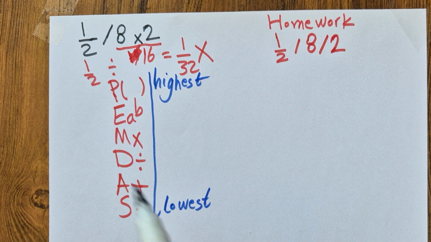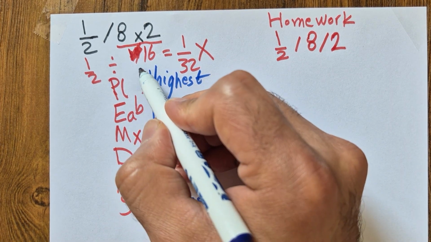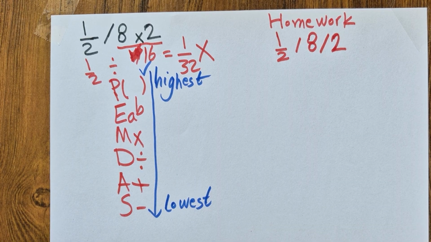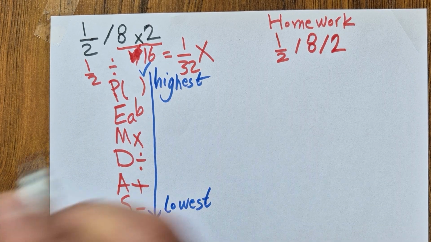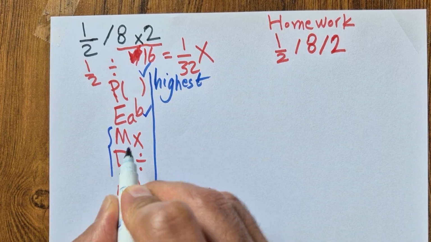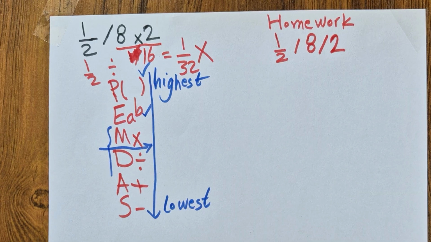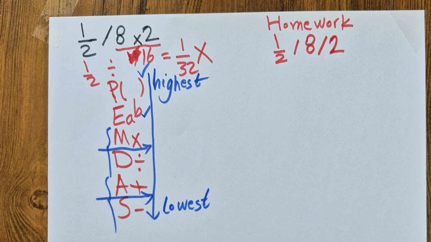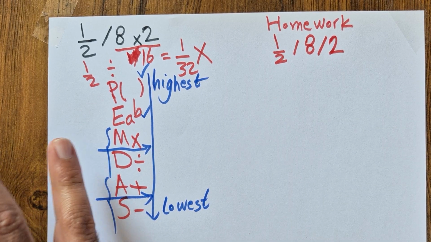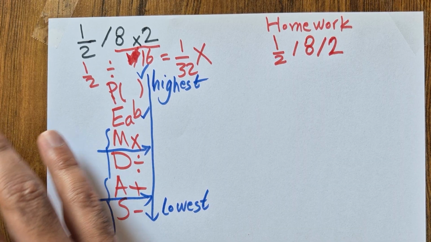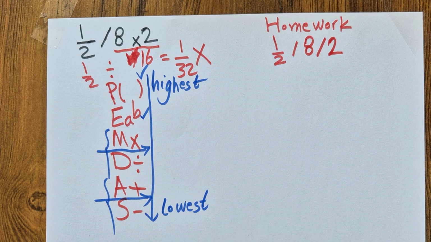What PEMDAS tells us is that you must go for parentheses because it has the highest priority among the operations. Then go for exponents, then go for multiplication and division from left to right because they have the same precedence or priority. And finally, addition and subtraction from left to right. So please, for God's sake, learn PEMDAS once and for all. So never be lost. Learn PEMDAS.